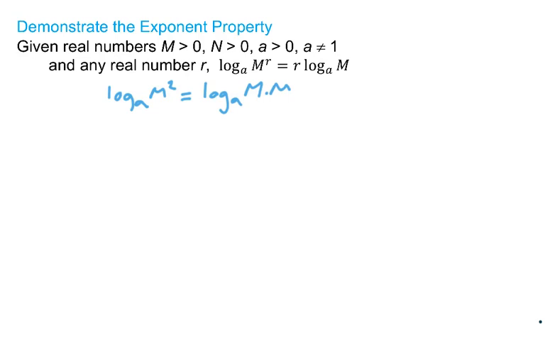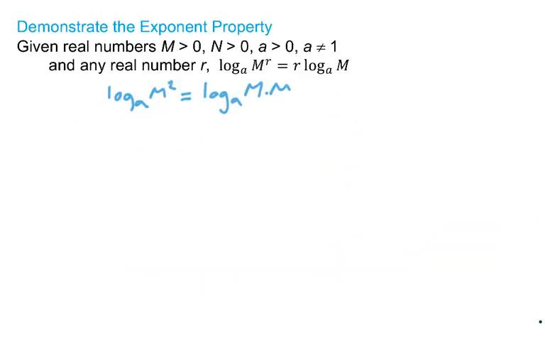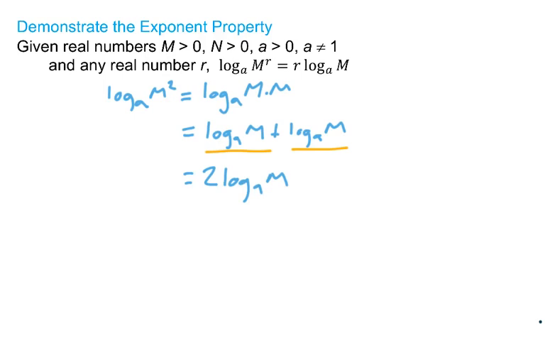And from the product property that we just looked at, using m twice, this would be the same as logarithm base a of m plus logarithm base a of m. The product splits up into a sum of logarithms. And because these are like terms, we can rewrite that as 2 times logarithm base a of m. And so the way I like to visualize it is you can imagine that the exponent can be brought down up front as a coefficient. And so you have 2 logarithm base a of m.